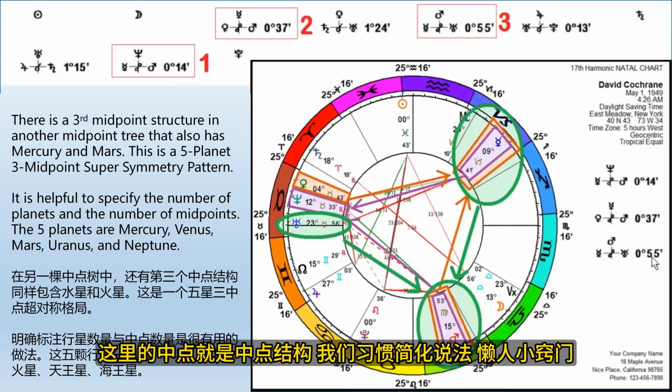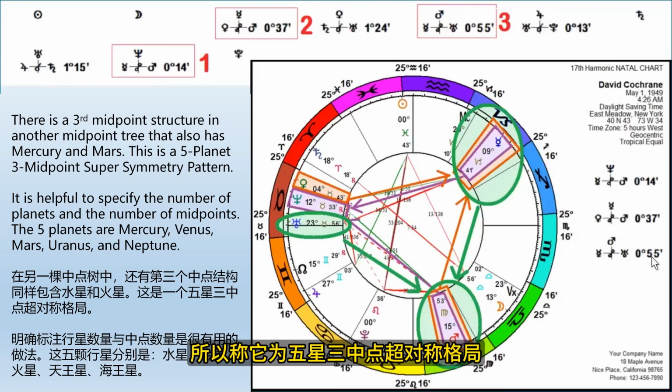That's why I often like to say it's a 5-planet, 3-midpoint. Midpoint here means midpoint structure. Just because we're too lazy, as always, to say all these words. So we call it a 5-planet, 3-midpoint supersymmetry pattern. It's already pretty long. Sometimes people drop the word super, and you can do that too. You can say, I have a 5-planet, 3-midpoint symmetry pattern.